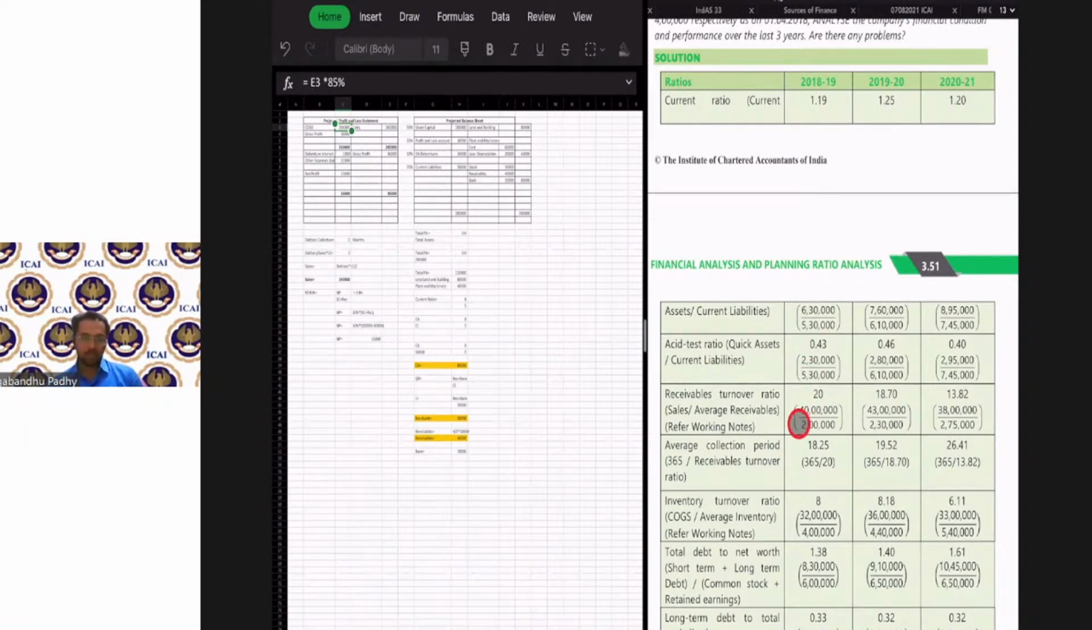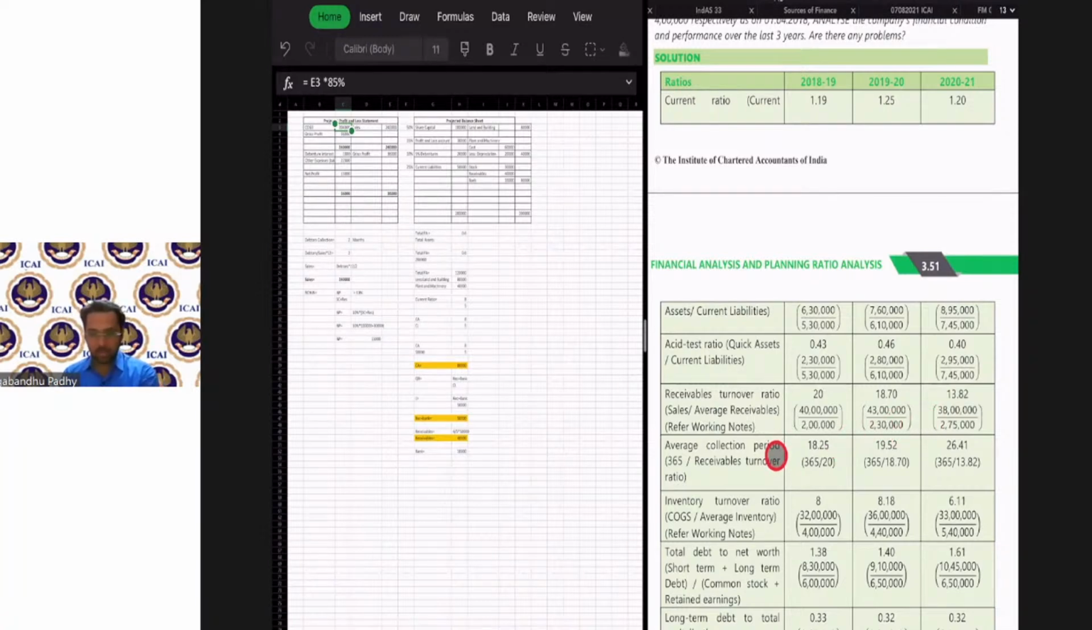Receivables turnover is sales upon average receivables, and that's where we get these numbers as 20, 18.7, and 13.82. So what do you mean by this receivables turnover now? It means out of 40 lakh total sales, we had 2 lakh in our debtors. So basically, I was selling product to the debtors 20 times in a year. Then in 1920, it reduced to 18.7, and then in 2021, it reduced further to 13.82. So it means I'm not able to sell the goods as quickly as I was doing earlier. So maybe the collection pace has actually slowed down, and that's a problem area, right?